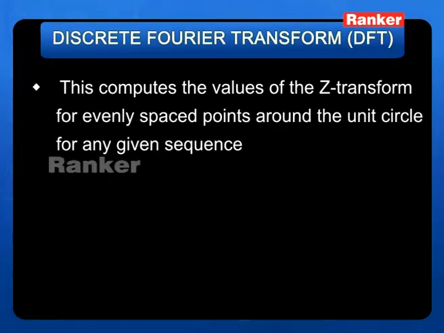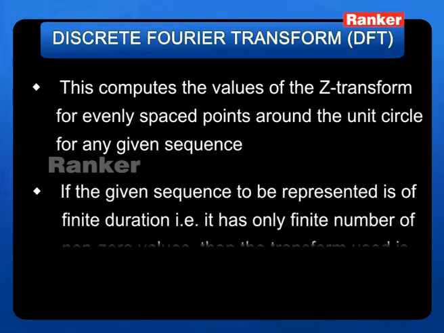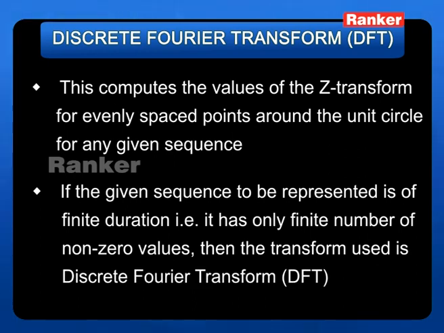Okay, let us read this. The discrete Fourier transform computes the values of the Z transform for evenly spaced points around the unit circle for any given sequence. If the given sequence to be represented is of finite duration, that is, only a finite number of non-zero values, the transform used is the discrete Fourier transform.